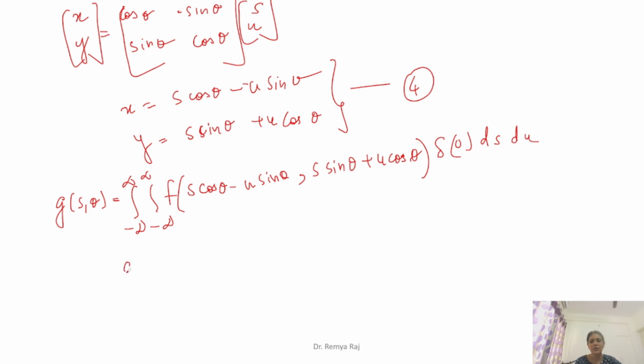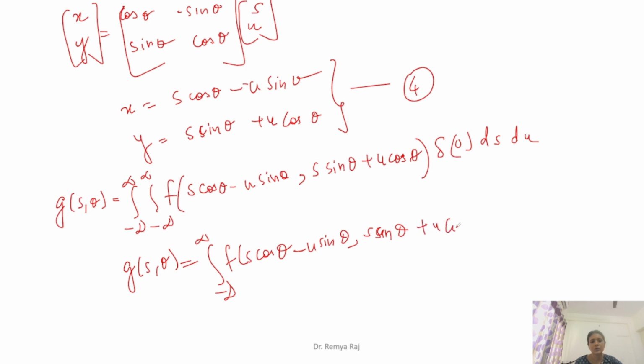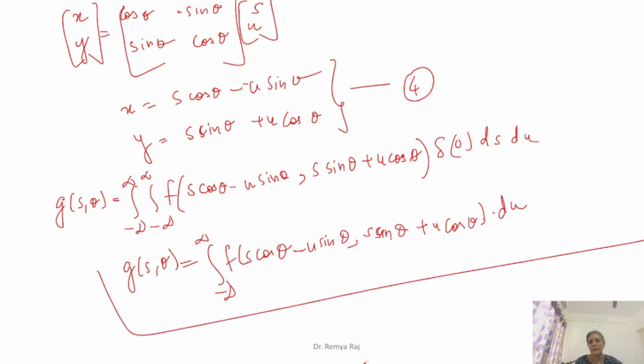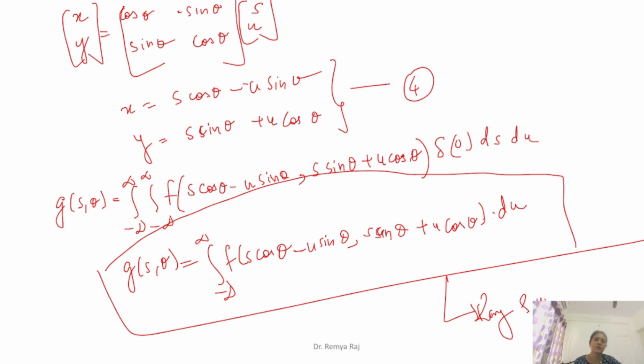So what is the final equation? We can write g of s comma theta equal to the integral from minus infinity to infinity of f of s cos theta minus u sin theta comma s sin theta plus u cos theta into du. So this is the final equation, and this final equation we will call the ray sum.